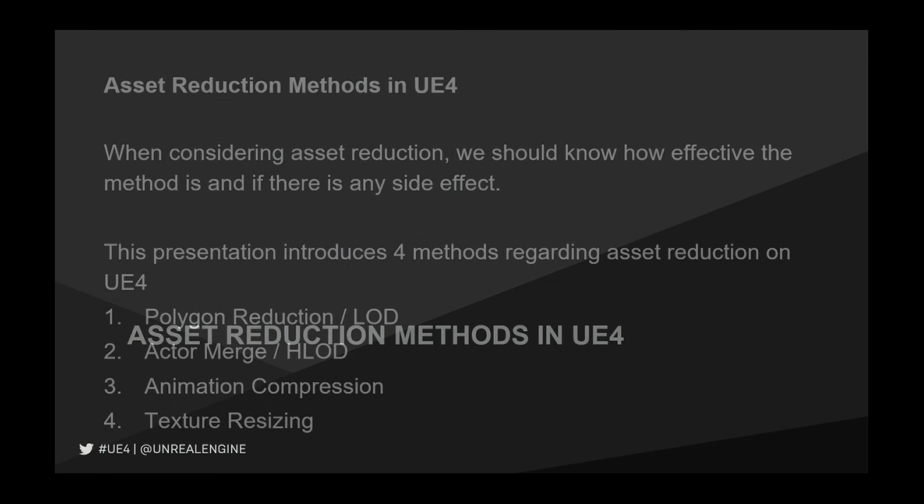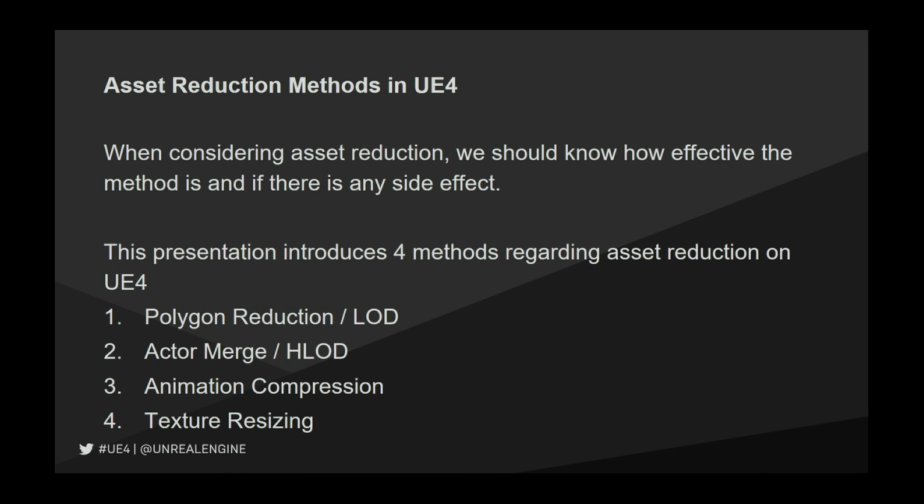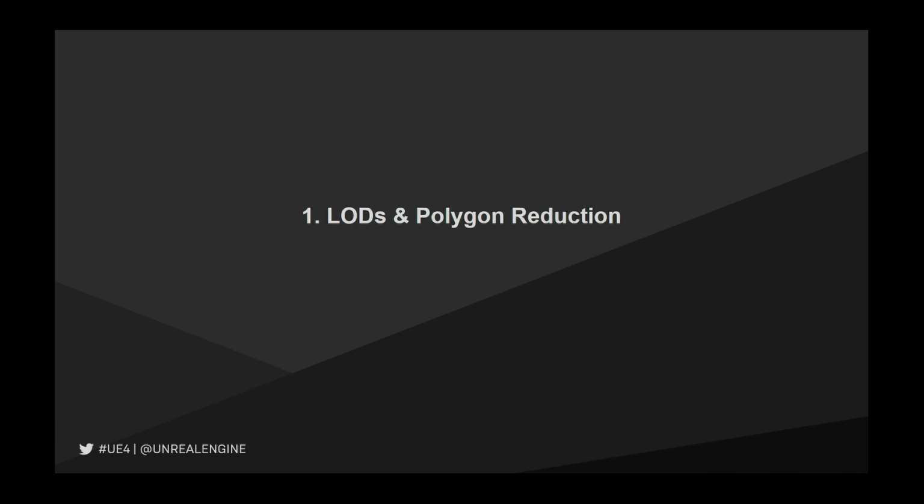So what methods do we have for asset reduction in UE4? When considering different methods of asset reduction, we should think about how effective each method is, but equally important are any potential side effects it might have. So we'll consider 4 methods: reducing polygons using LODs, merging actors and hierarchical LODs, compressing animations, and resizing textures. So first, LODs and polygon reduction.